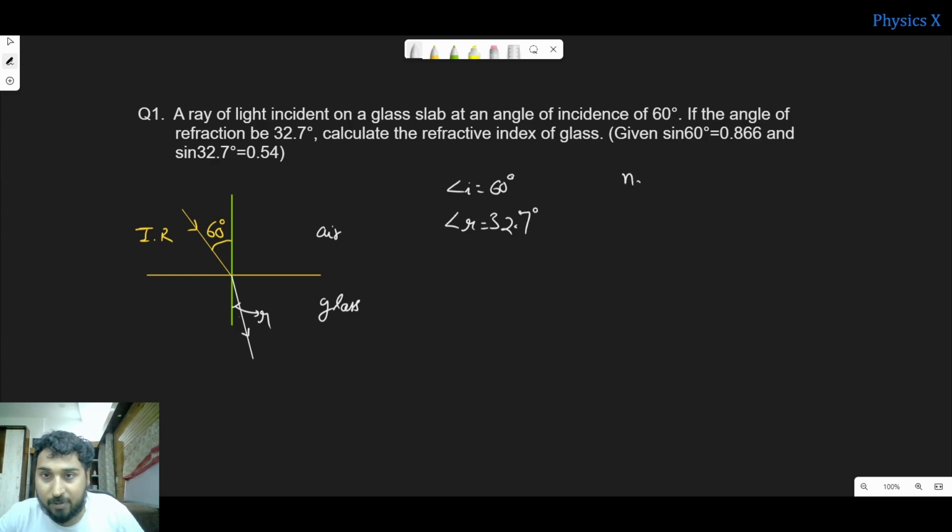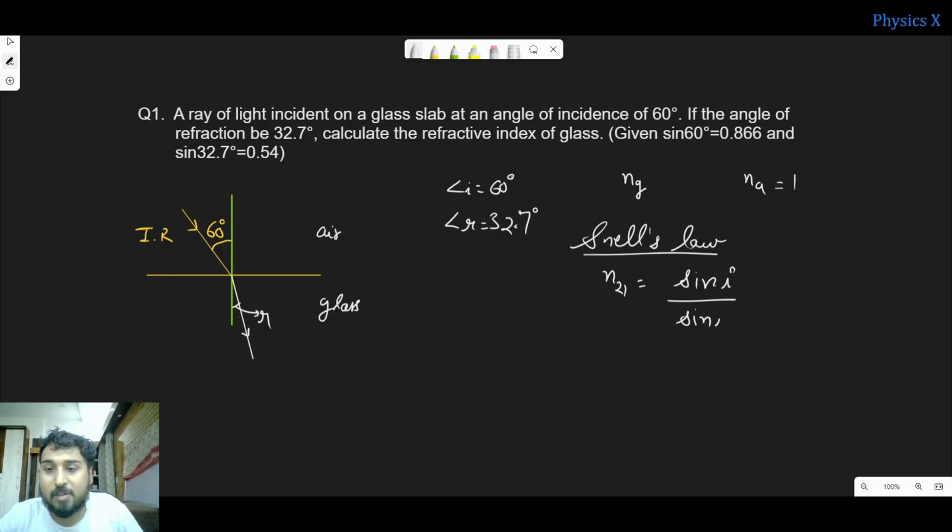He is asking what the refractive index of glass is. And we know the refractive index of air is 1, right? Now, according to my sign convention and Snell's law, what do you know? That n21, the refractive index, is sine i upon sine r. Now you can see the traveling-to medium is glass, the second medium is glass, and the first medium is air.